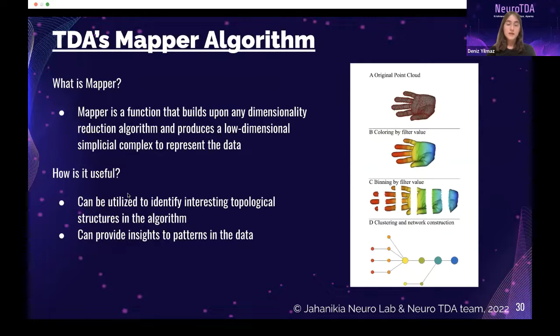Next, I will be talking about TDA's mapper algorithm. Let's start with the definition again. Mapper is a function that builds upon any dimensionality reduction algorithm and produces a low-dimensional simplicial complex to represent the data. And you can think of a simplicial complex as just a set of points. Mapper is really useful because it can be utilized to identify interesting topological structures, and it can also provide insights to patterns in the data. The picture I have here shows an example of how Mapper can be implemented.